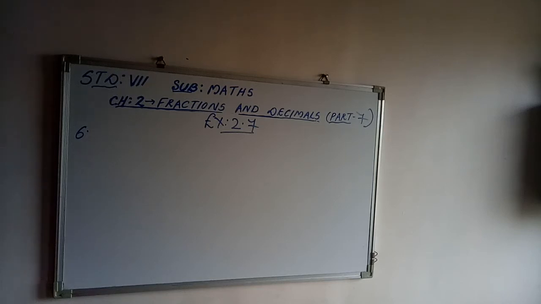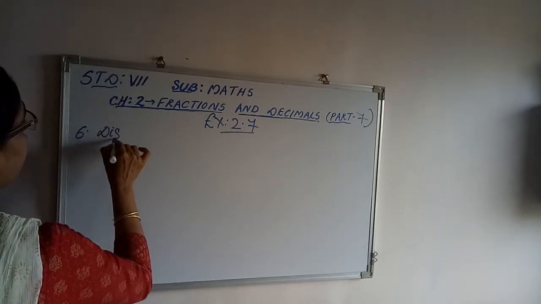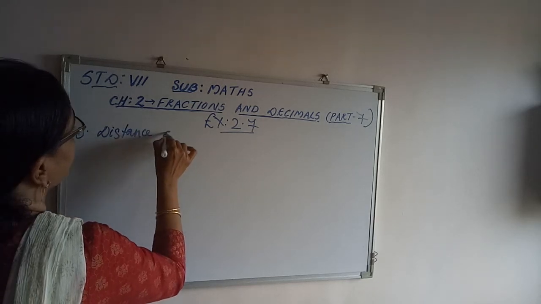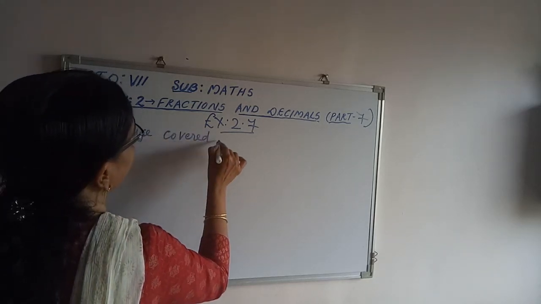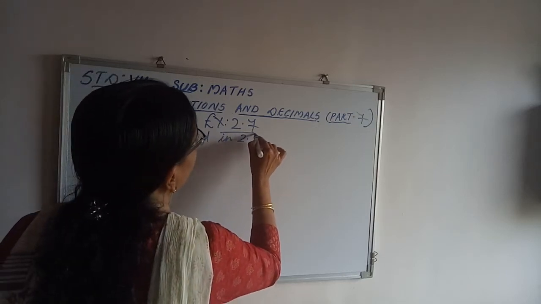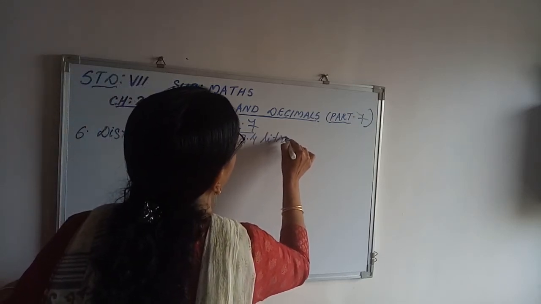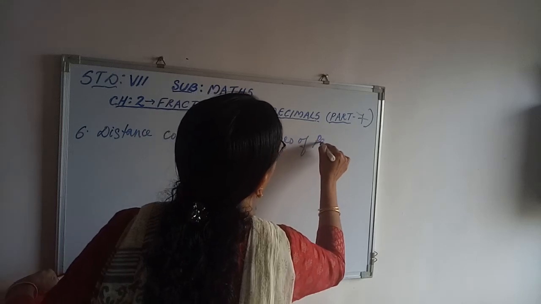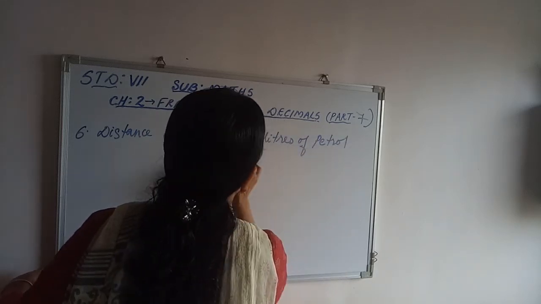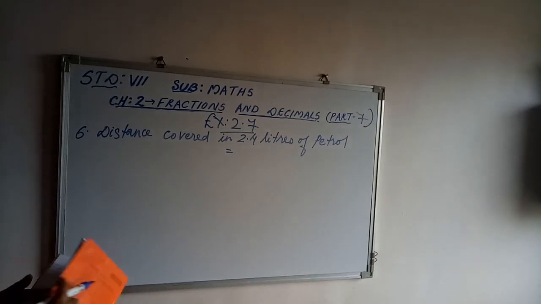A vehicle covers a distance of 43.2 km in 2.4 liters of petrol. How much distance will it cover in 1 liter of petrol? So first we can write: distance covered in 2.4 liters of petrol. What is the distance covered? 43.2 km.